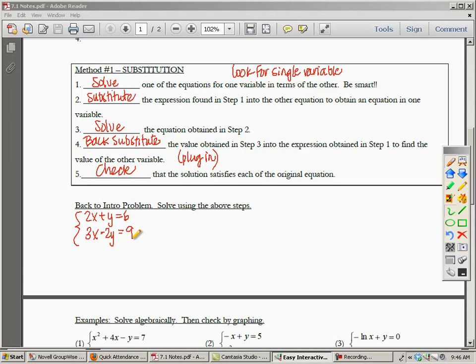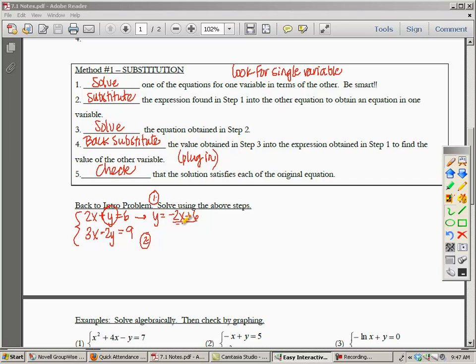Now I suggested to you in number 1 that we look for a single variable. Well, here's our single variable. So I'm going to solve this equation for y, and we're going to move the 2x over, so y equals negative 2x plus 6. Okay, so that's number 1. We solve our first equation for a variable. Number 2 says substitute it in.